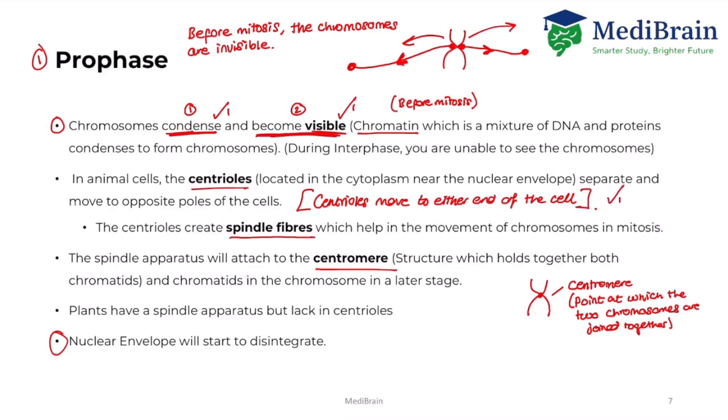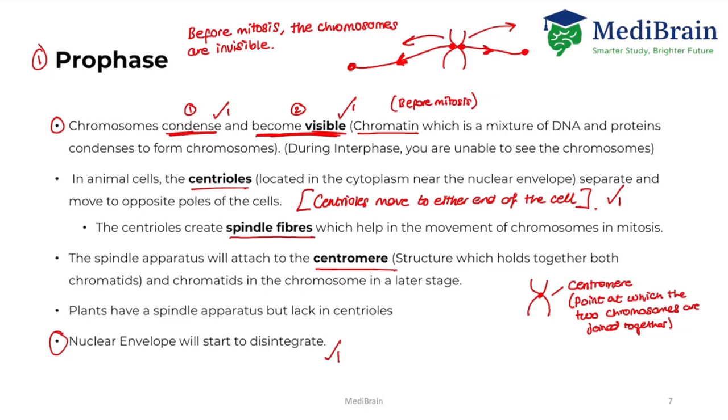The centrioles will move to opposite ends of the cell, and then the nuclear envelope will start to disintegrate. That's all you need to know for prophase.